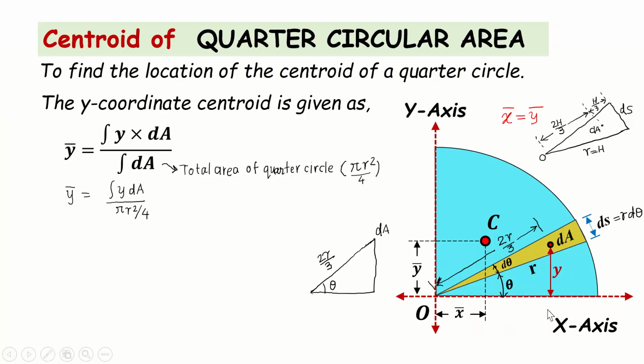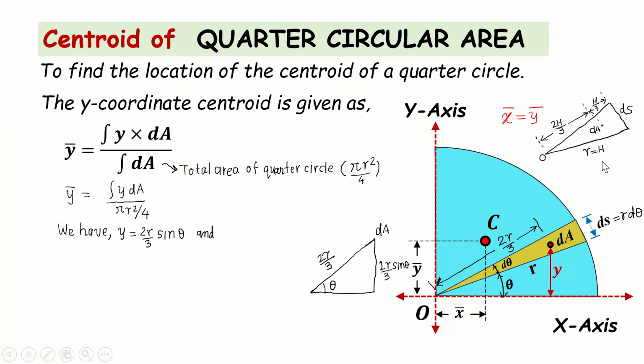So if you see this particular triangle I have shown here, the length from O to dA is 2r by 3. So I can find out the value of y, this value, by a simple trigonometric ratio, friends. This is going to be 2r by 3 sine theta, since this angle is theta. Okay, so we got the value of y as 2r by 3 sine theta. The next part I need is this dA. dA means the area of this particular sector.